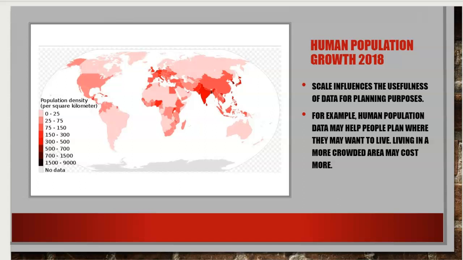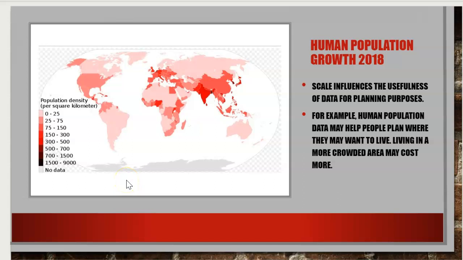So let's take a look at this human population growth of 2018. Scale influences usefulness of data for planning purposes. So you can look here and see that this is going to kind of show you how many people are living in different areas. This is a world map and based on the color, when you get down here to this darker area, these are saying per square kilometer, 1,500 to 9,000 people, which is a pretty wide range. That's how many people are living in a square kilometer, which is just over a mile.